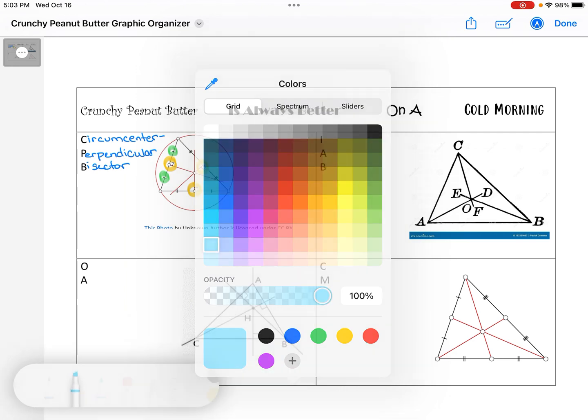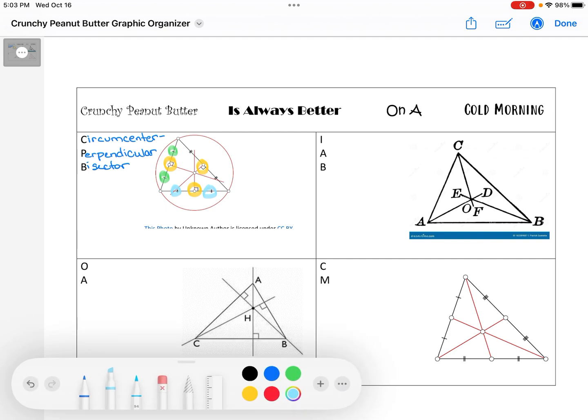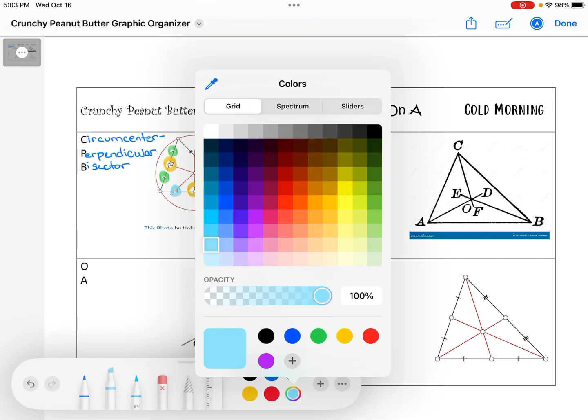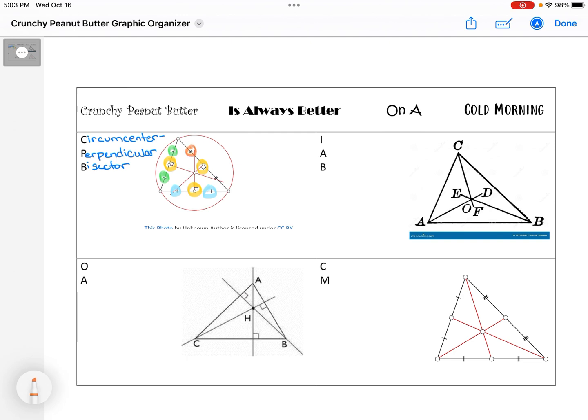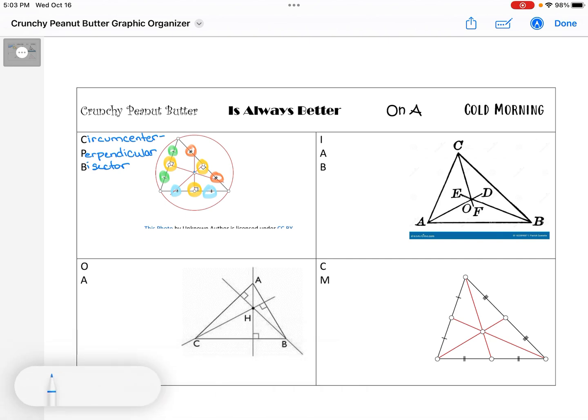I don't think I have enough colors to do what I just started doing. These guys are equal, and these guys are equal. So a perpendicular bisector starts in the middle and goes straight across at a 90-degree angle. And the place where they cross is the circumcenter.